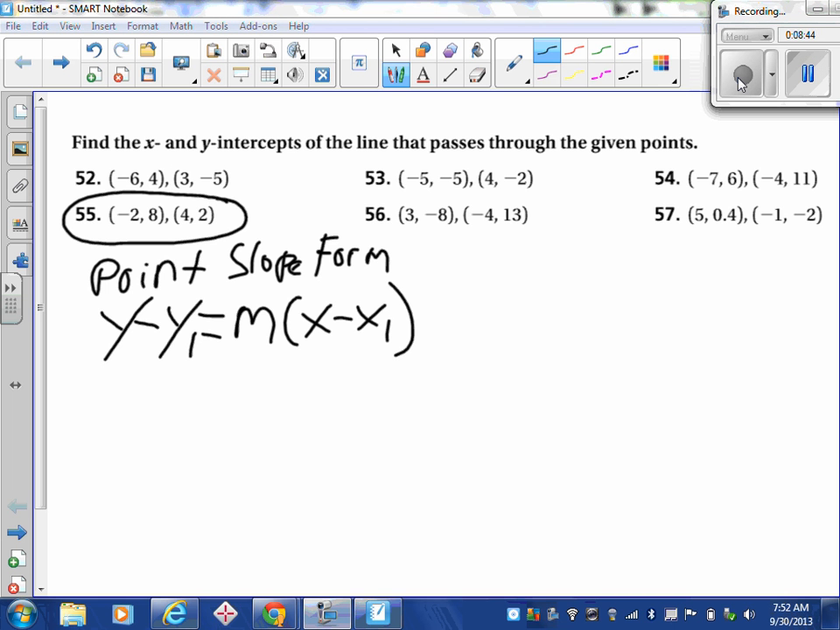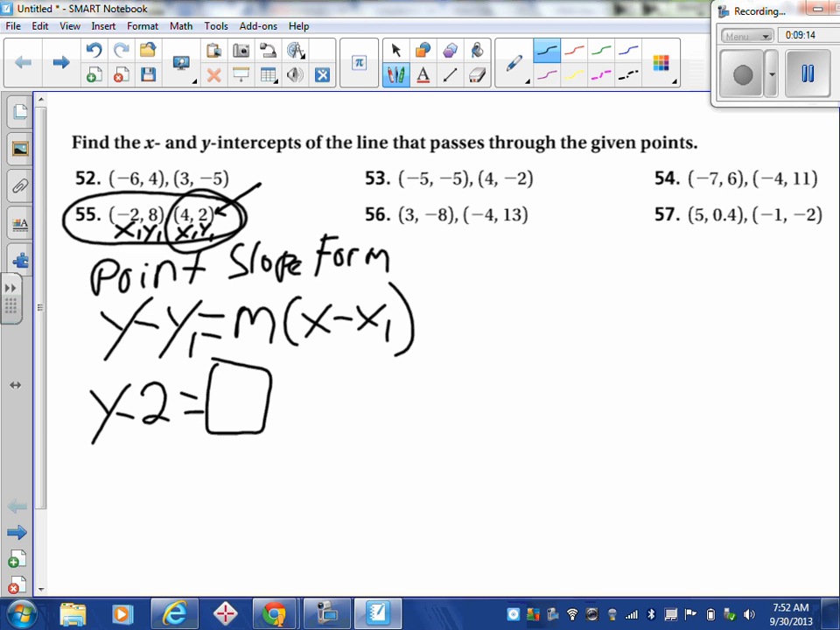When I look at this equation here, I have x1, y1. If I have 2 numbers that are positive, I'm going to use those points. So now I just substitute back in again. y minus y1, which is 2. I don't know what my slope is yet. And then I have x minus x1, which is 4.